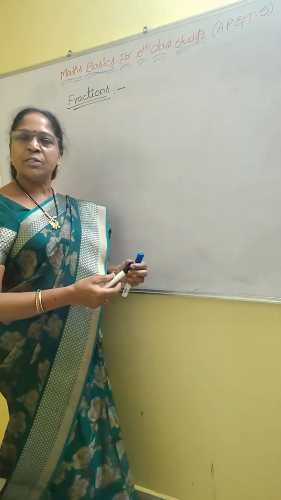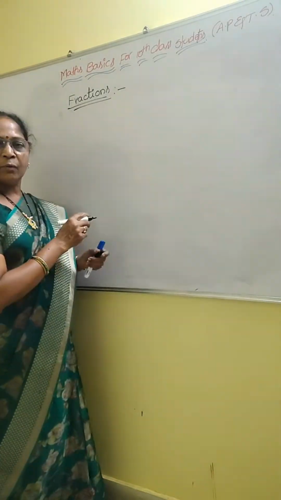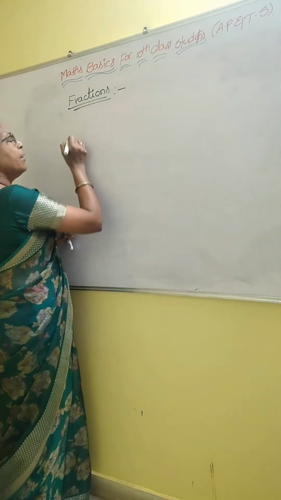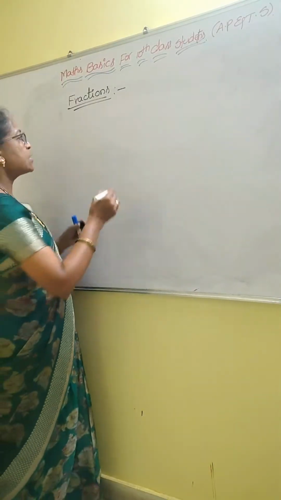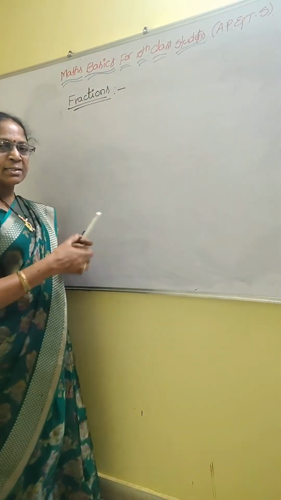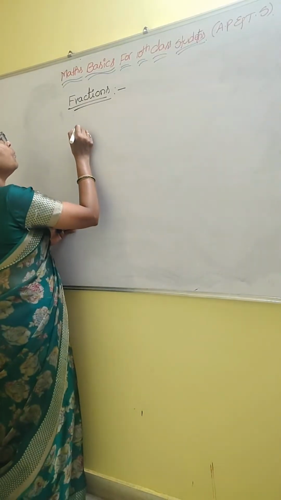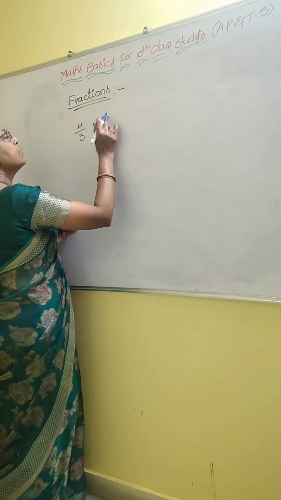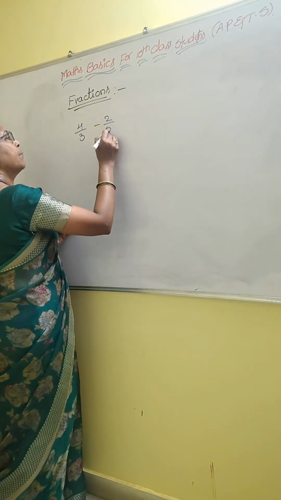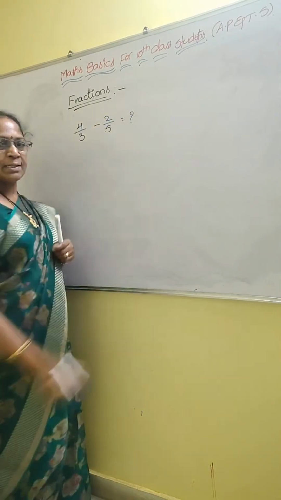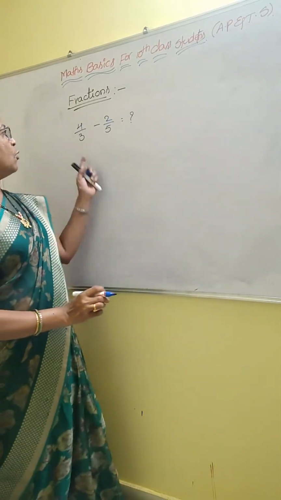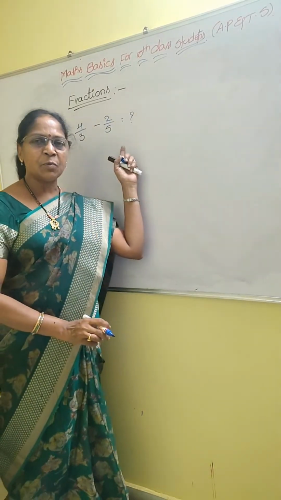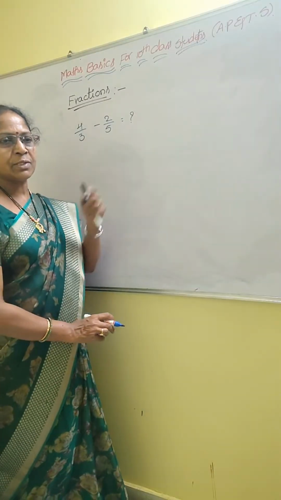Addition of the fractions we are done. We have completed now. Just now let us start the subtraction of the fractions. In the subtraction of fractions, here, 4 by 3 minus 2 by 5 equal to how much?